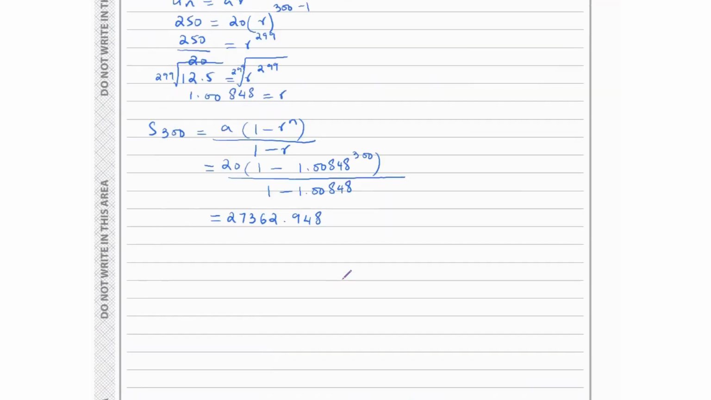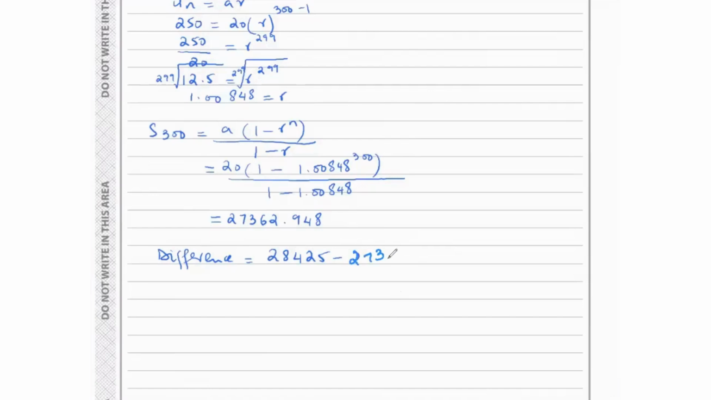So we have to find the difference between the two. That's going to be 28425 minus 273.62.948. So that's going to give us a value of 1060 pounds. So I've rounded it up because the question was asking us to round it up. So this is your final answer.